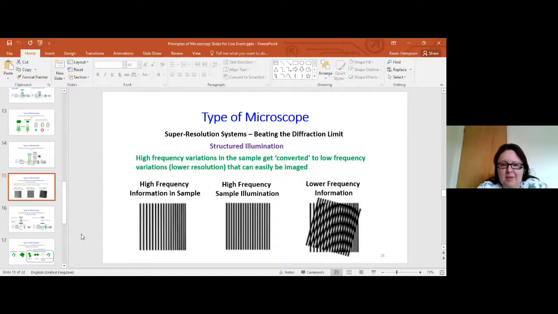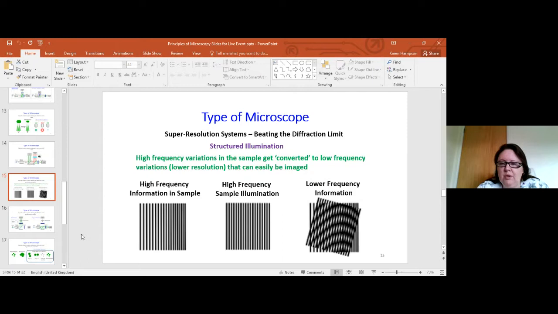So the key with structured illumination is, on the right, imagine you had a sample with high frequency information. So imagine lots of small cells packed closely together. Now if you try to image these through the objective, these might be blurred out because the resolution required would be higher than the resolution of the objective. So this information wouldn't pass through the objective.